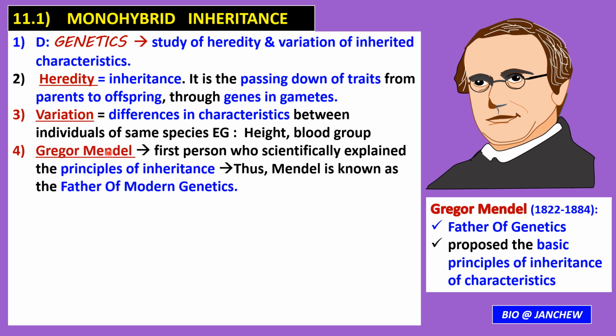Now, who is Gregor Mendel? He's the first person who scientifically explained the principles of inheritance. He lived in the 19th century and he did a lot of experiments with his beloved pea plants.